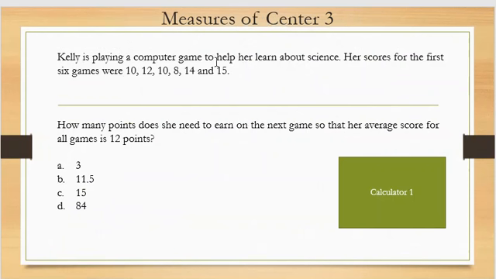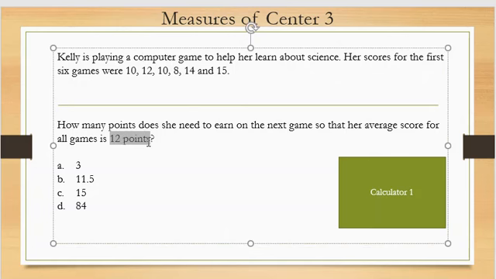This one says Kelly is playing a computer game to help her learn about science. Her scores for the first 6 games were 10, 12, 10, 8, 14, and 15. How many points does she need to earn on the next game so that her average score for all games is 12 points? So what you're going to do is you've already been given the mean right here. There's your mean. Let me go back here. Let's underline that. That's my mean.